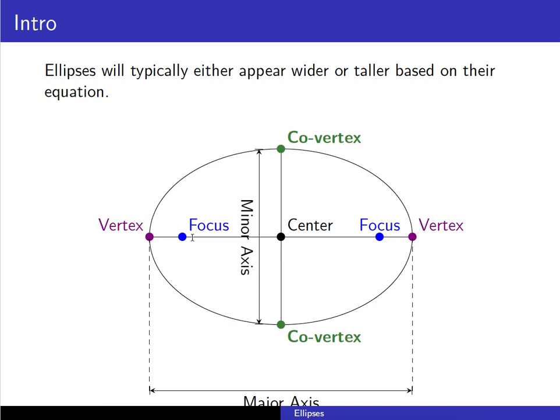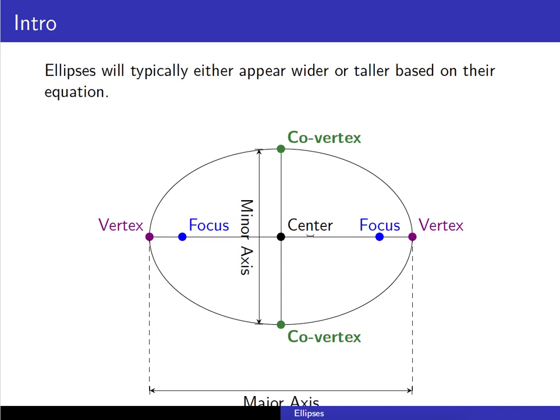Our focus points were those 2 points that were inside in the previous example. They sit on the major axis, and the distance from the center to the focus going to the left is going to be the same as the distance from the center to the focus going to the right. And same thing with the distance from the center to this vertex is going to be the same as the distance from the center to this vertex.